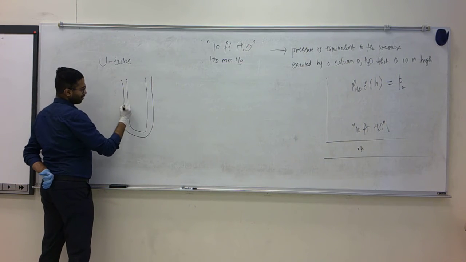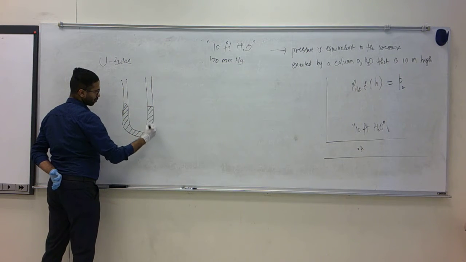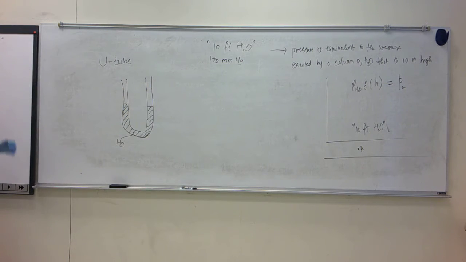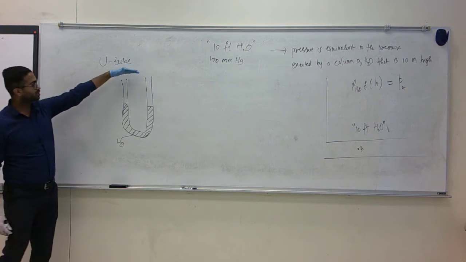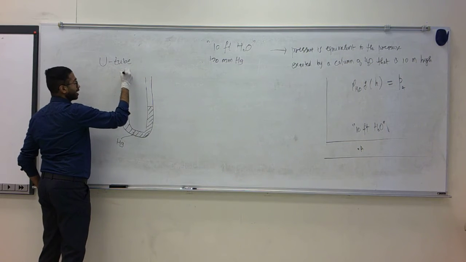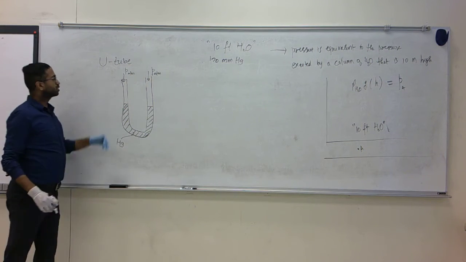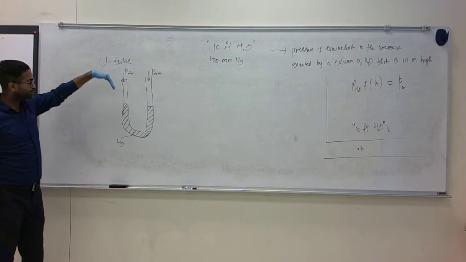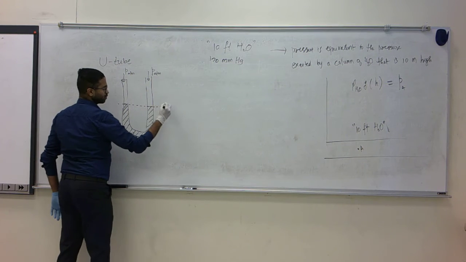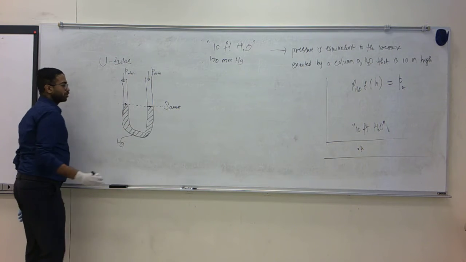Now, if you have a liquid like let's say mercury, this is mercury. You have a U tube. Both the limbs are even. They are symmetrical. If you expose them to the open air, you have atmospheric pressure acting here and the same atmospheric pressure acting here. So both the pressures are pushing the liquid down equally. As a result, this height is the same.